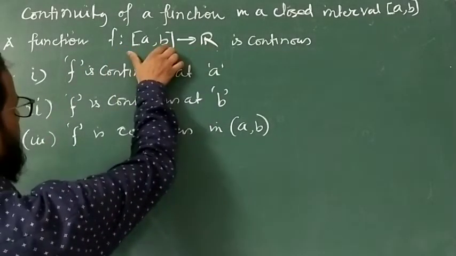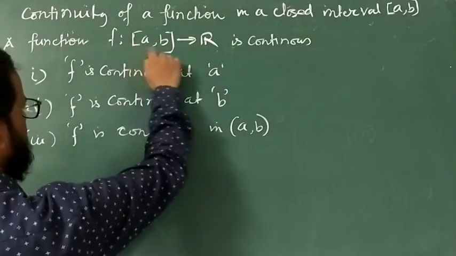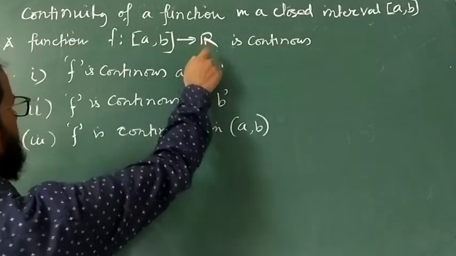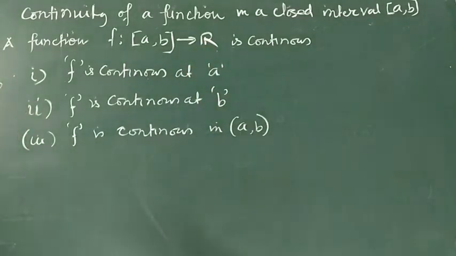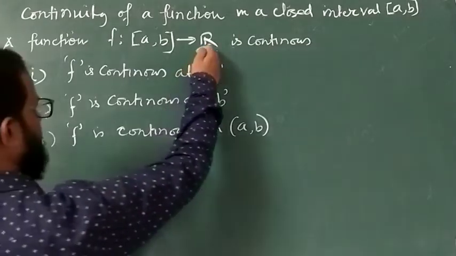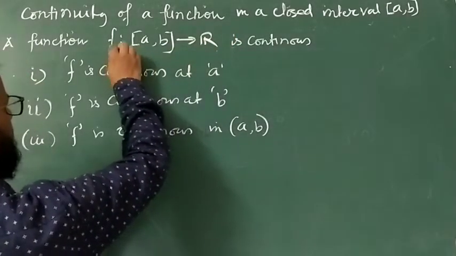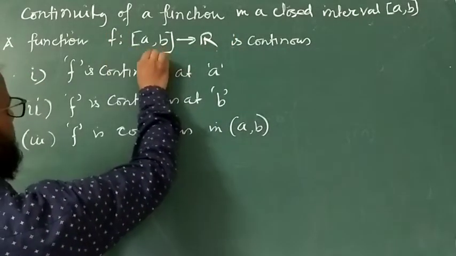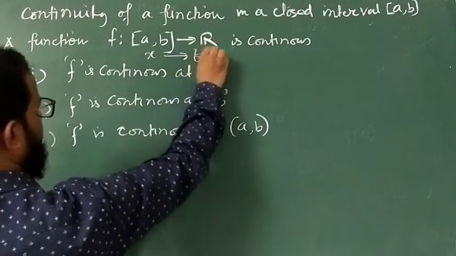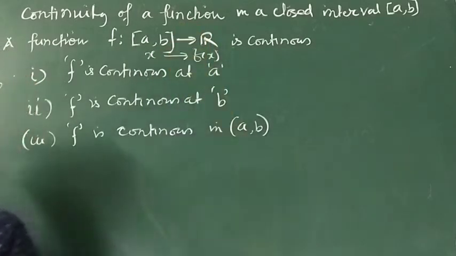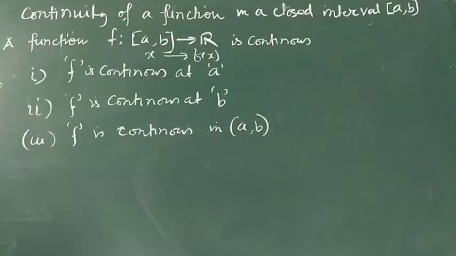So f is a function defined in a closed interval AB, and it is real valued, meaning its range will be a subset of R, the set of real numbers. If this is x, its image will be f(x), and f(x) is a real number, and therefore it is a real valued function.